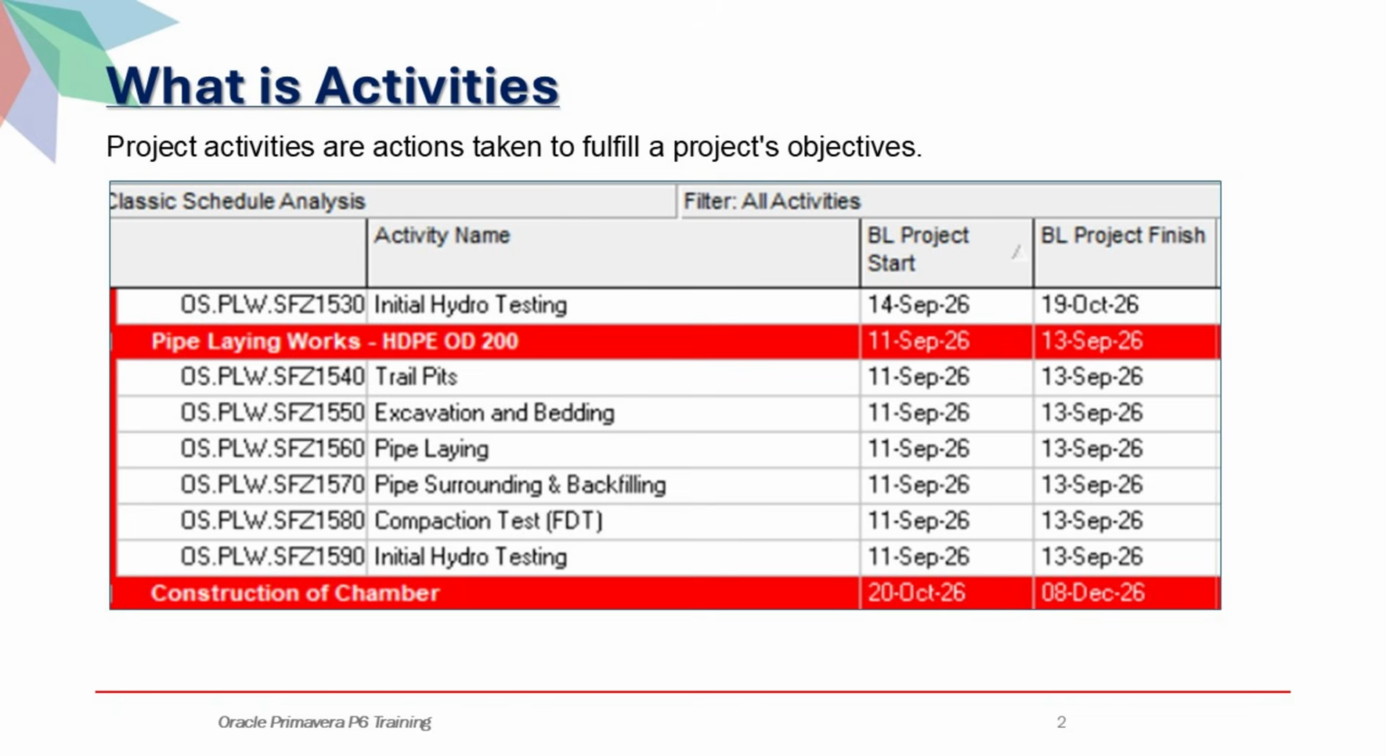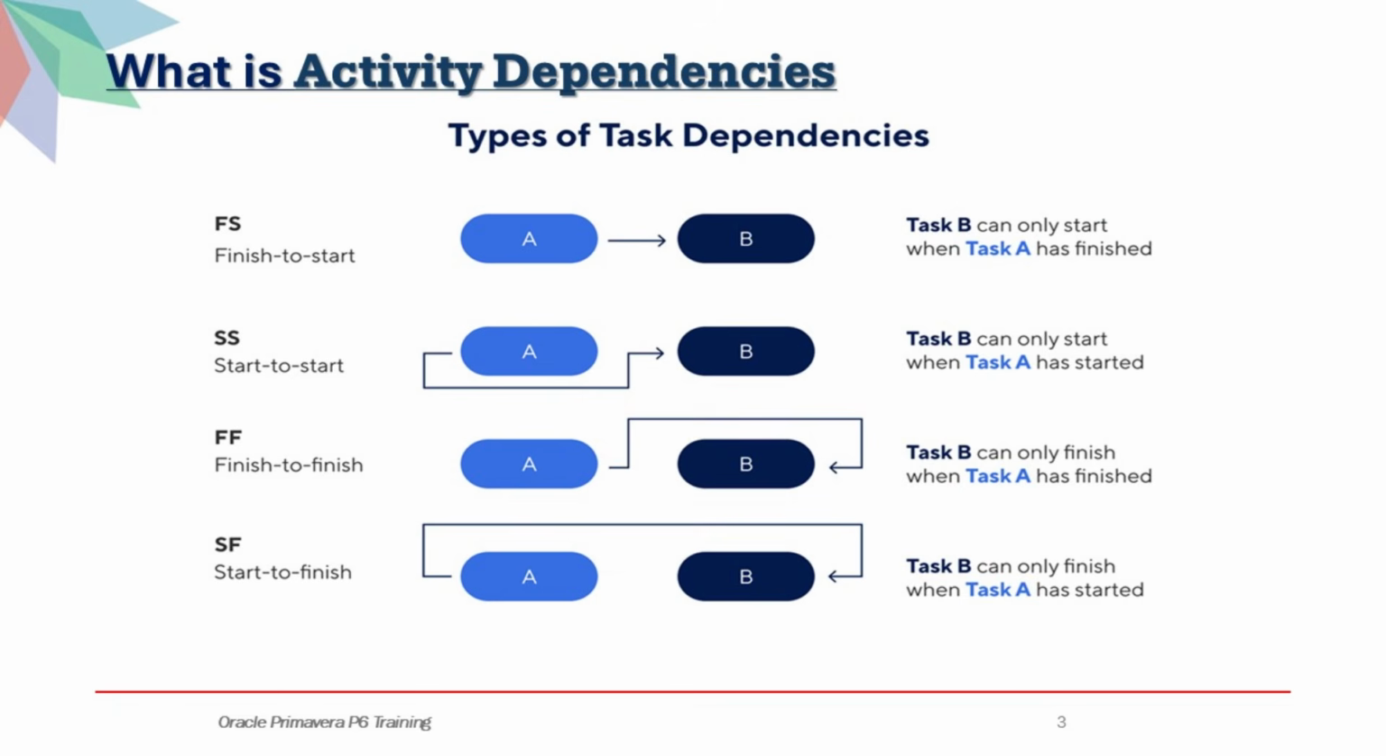Activity relationships define the logical sequence between activities in a project schedule. Primavera P6 supports 4 types of relationships: finish to start, FS, start to start, SS, finish to finish, FF, and start to finish, SF. Finish to start, FS, is the most common relationship, where the successor activity can only start after the predecessor activity has finished. For example, pipe laying can start only after excavation is completed.